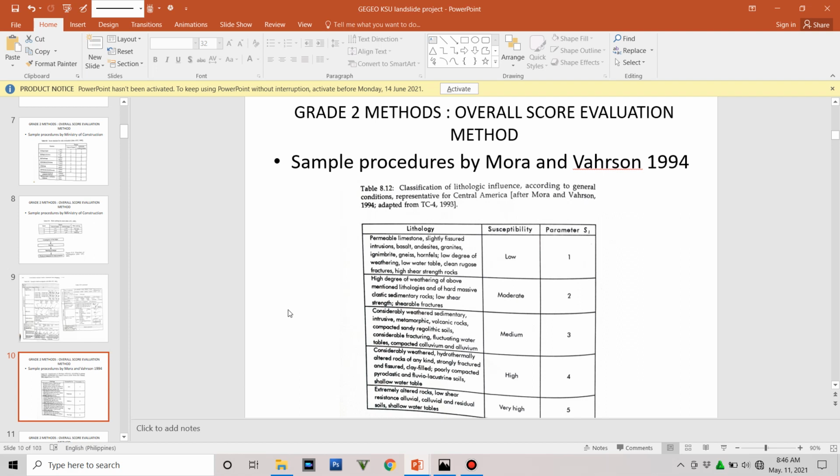And then another method proposed by Mora and Varson. We have here a checklist for the lithology. So lithology, what is the slope material? Okay, so as an example, we have here a high degree of weathering of the above-mentioned lithologies and of hard massive plastic sedimentary rocks, low shear strength, shearable fracture. So that is a moderate. Okay, so it will be scored 2 for parameter S1.